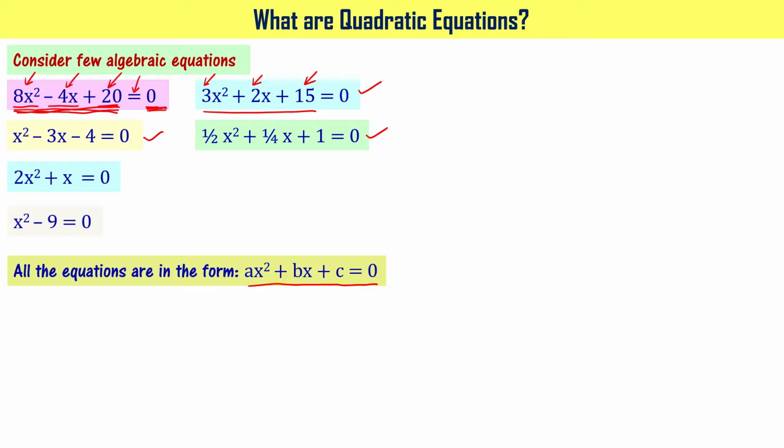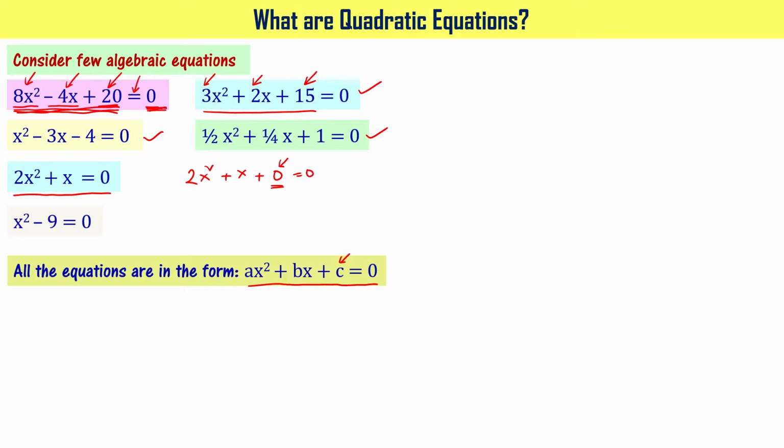But when it comes to this particular equation, 2x square plus x equal to 0, can you say that this is also in the form of ax square plus bx plus c equal to 0? It is in that form. For example, I can write it as 2x square plus x plus 0 equal to 0. The constant here is c equal to 0.